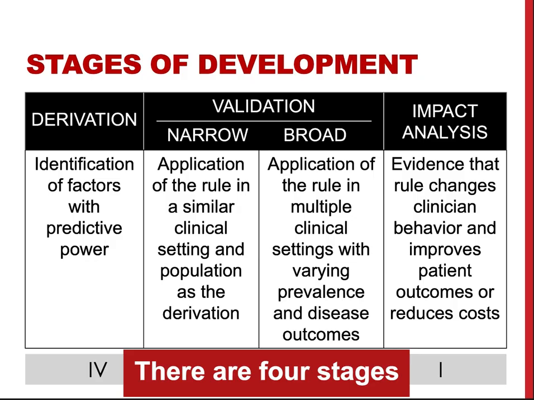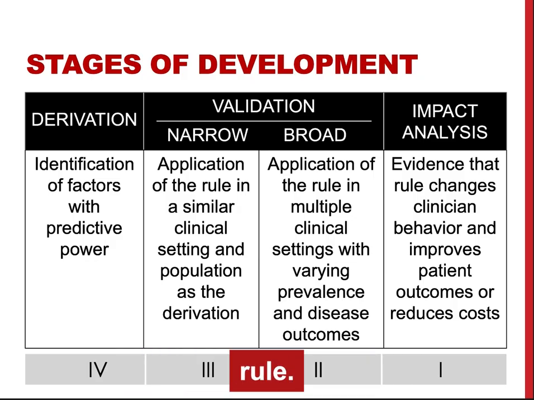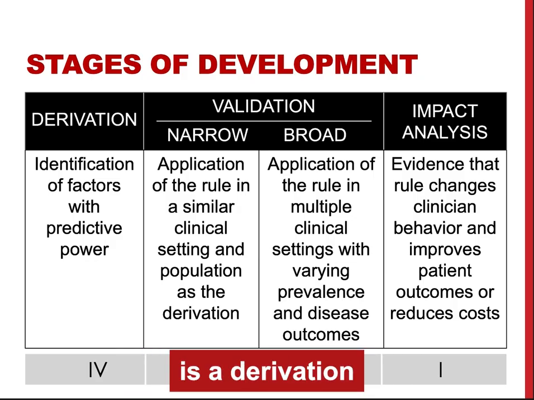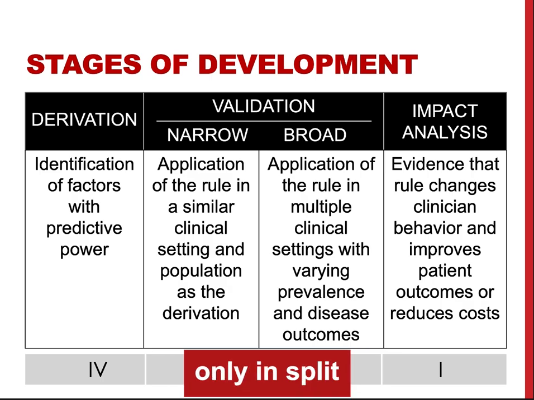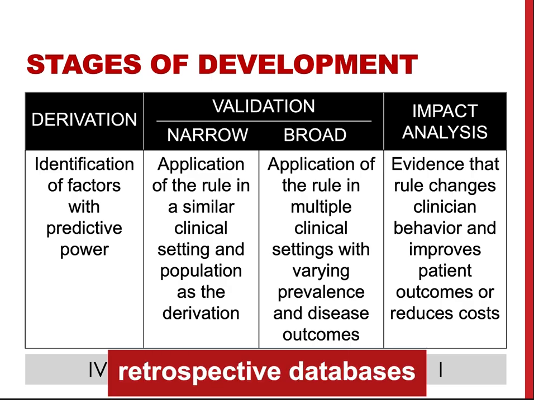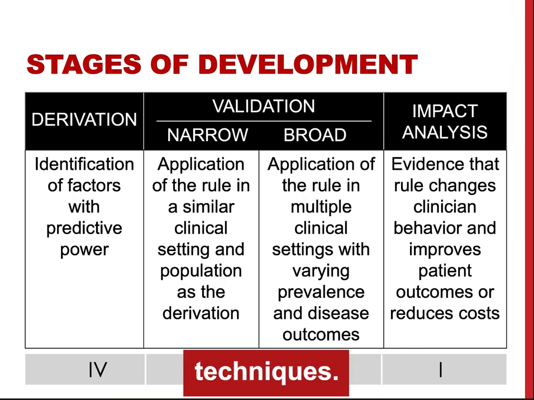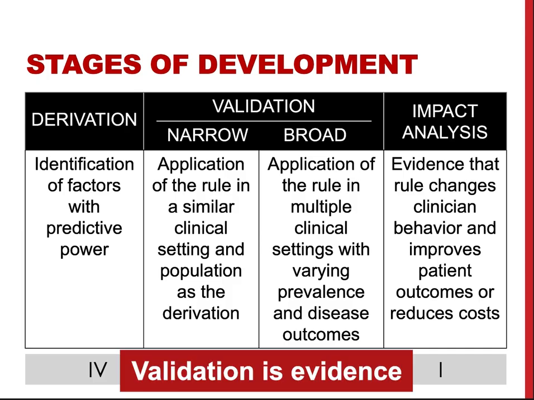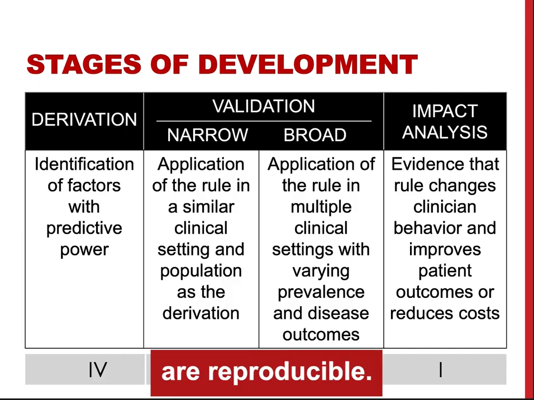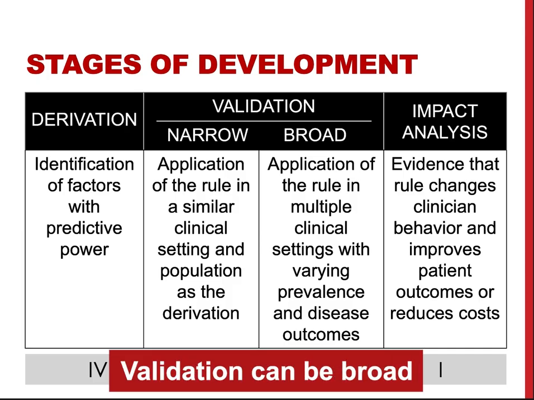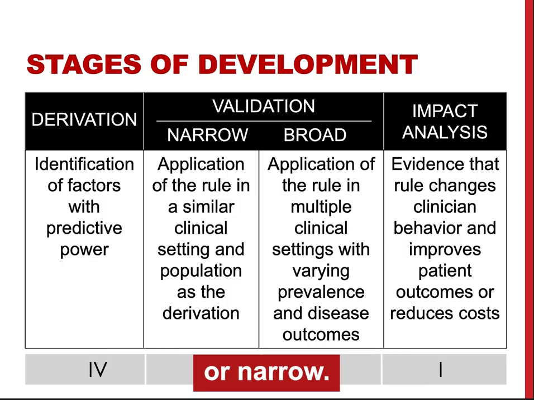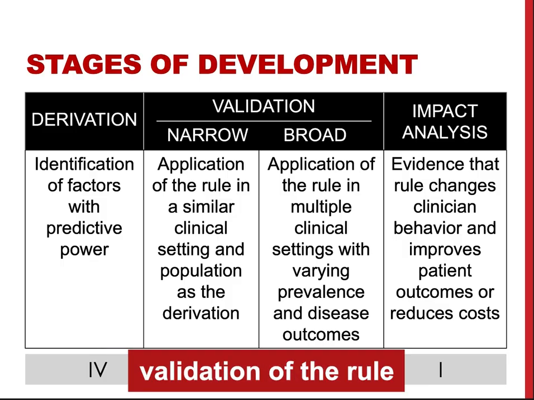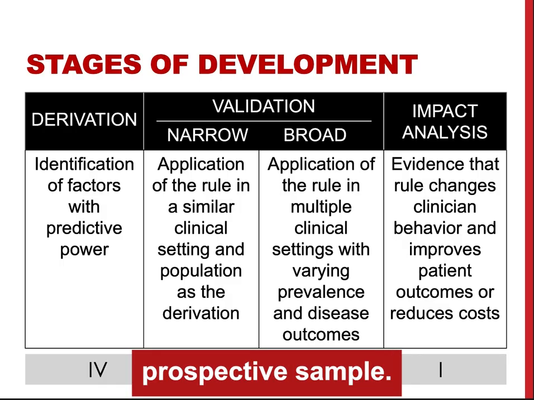There are 4 stages of development of a clinical decision rule. Stage 4 is the derivation of the rule. The derivation is the identification of factors predictive of the outcome. Stage 4 rules have not been validated, or validated only in split samples in large retrospective databases or by statistical techniques. Validation is evidence that the derivation results are reproducible. Validation can be broad or narrow. Stage 3 is narrow validation of the rule in one narrow prospective example.